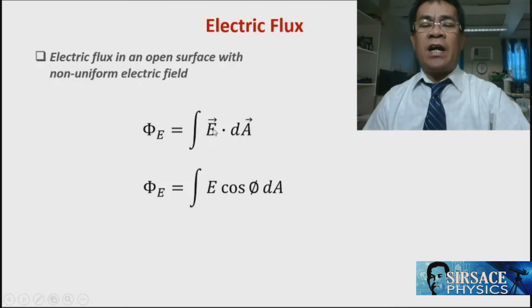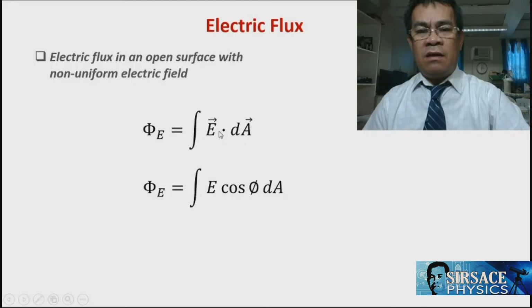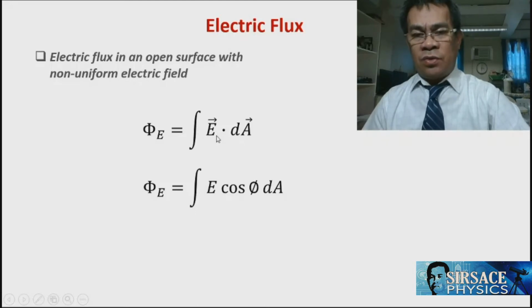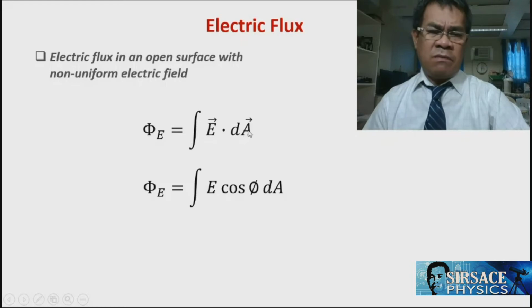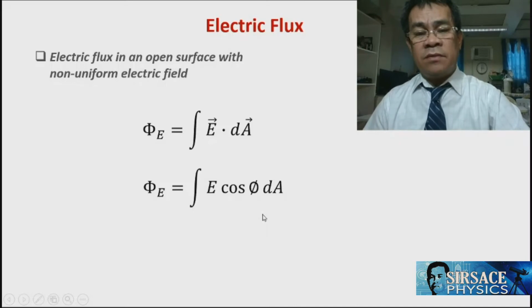It should be parallel. It should be the parallel vector to what? To electric field should be parallel to differential area. So therefore, we use the E cosine P, where P again is the angle from electric field going to the area normal. So therefore, the electric flux is the integral of E cosine P infinitesimal A.